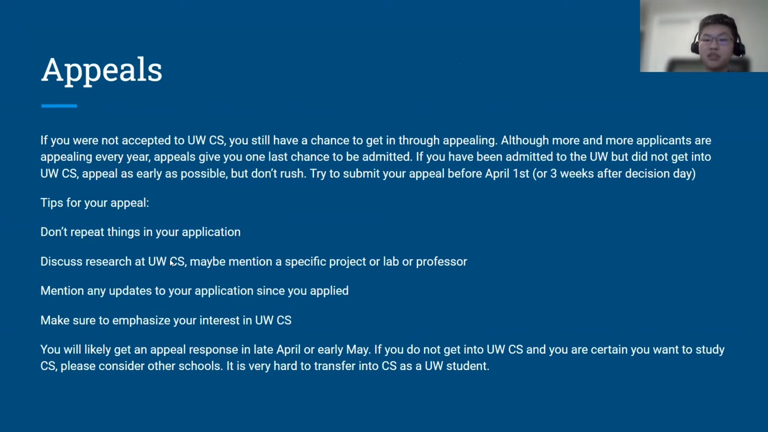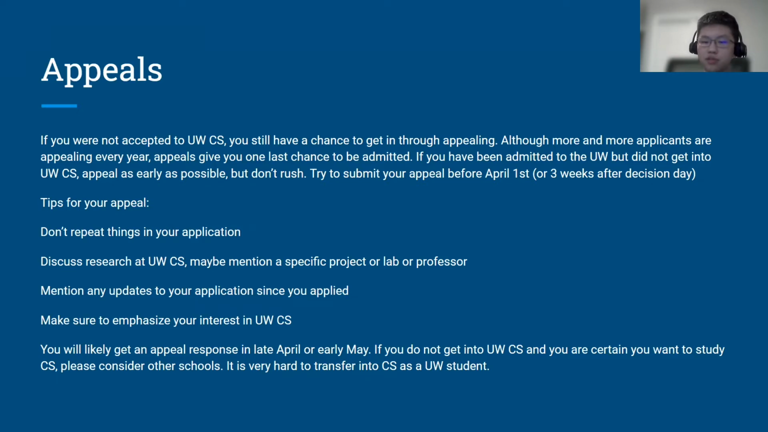Let's talk a bit about appeals. So appeals are kind of like the waitlist for CS, because they accept appeals based on how many offers they gave and how many admitted students accepted their offer. So that means every year, the acceptance rate for appeals changes, because it's essentially a waitlist process where your appeal might be successful if there's room for UW-CS. So yeah, more and more applicants appeal every year because everyone is talking about appealing. So more applicants know about appeals, but appeals still give you one last chance to be admitted.